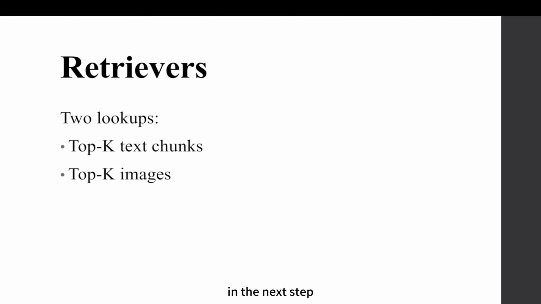In the next step, we need to build a retriever to turn questions into evidence. When a user asks a question, the retriever does two lookups: top K text chunks from the text index and top K images from the image index. We will render the text hits as a compact context block and attach the images directly to the model input.